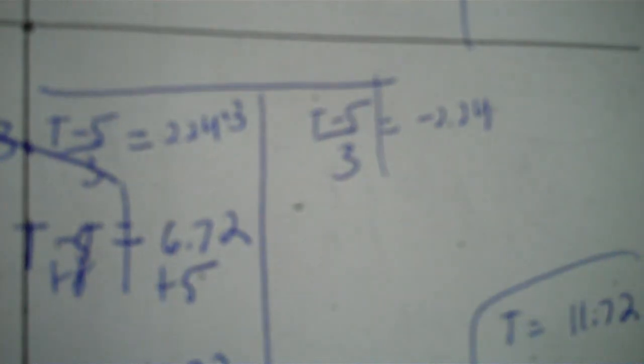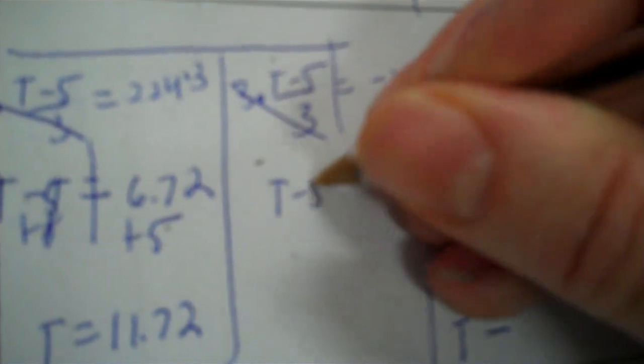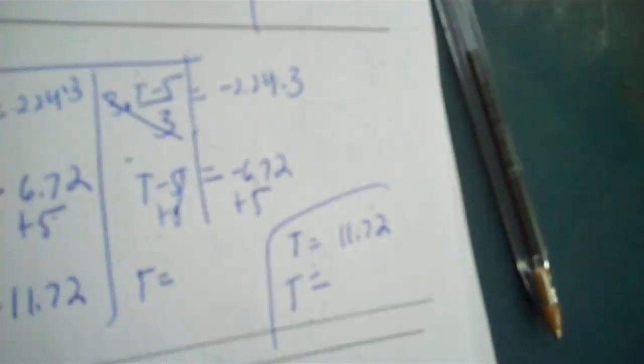Now, on the other side, same thing. Now, when the whole side is divided by 3, you get rid of the divided by 3 first with a times 3. Okay? Then I have the t minus 5 without the division. On the other side, we need to take negative 2.24 times 3, and that's negative 6.72. Now you get rid of your minus 5 with plus 5. So negative 6.72 plus 5 is going to be negative 1.72. There's your answers.